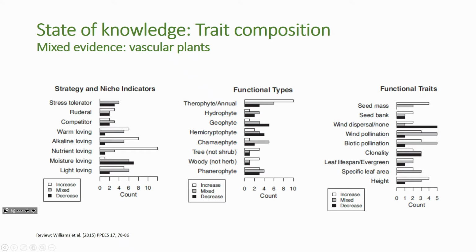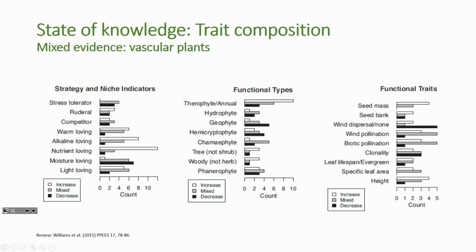If there is a white bar, if you look, for example, at this figure in the middle, the uppermost shows therophytes or annual species, so the response of short-lived species to urbanization. There you see a long white bar, which means that many studies showed that short-lived species tend to increase in numbers with increasing urbanization. While few studies, the gray bar, showed, well, we don't really know, there is no clear pattern. And then even fewer studies, the black bar, show that short-lived species decrease with urbanization.